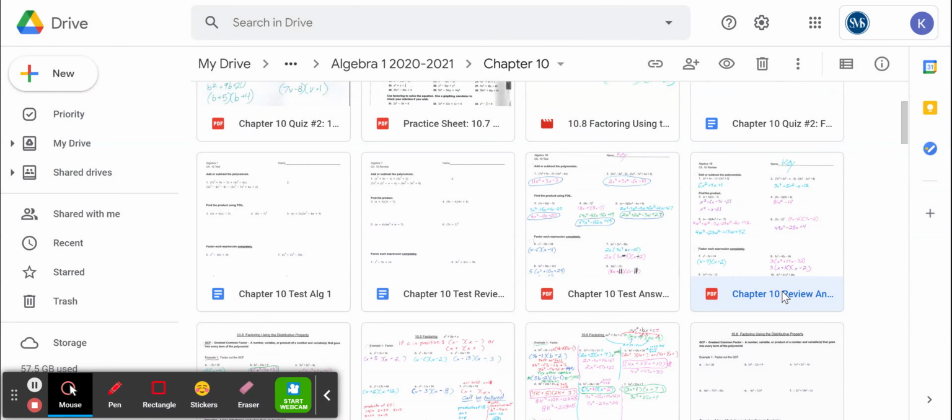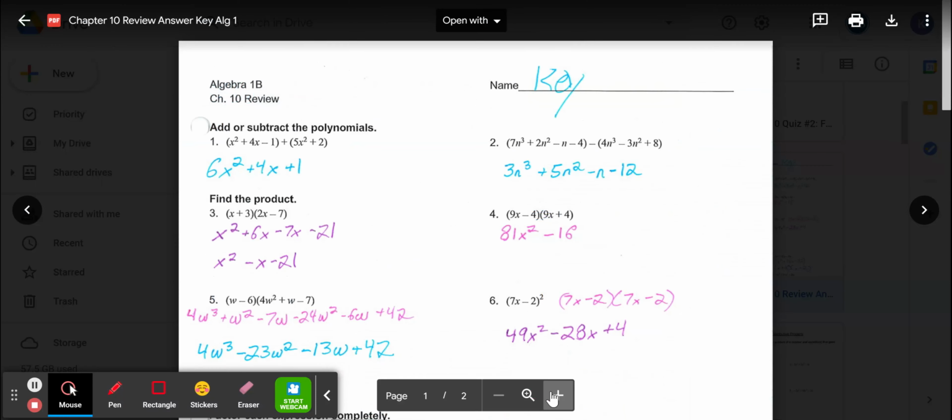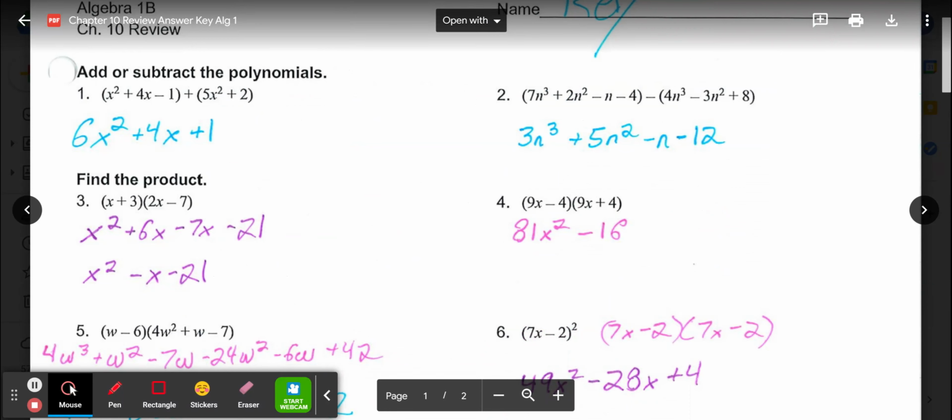Oh, screen switching on me. Back to where we should be. Apologies. There we go. 6.